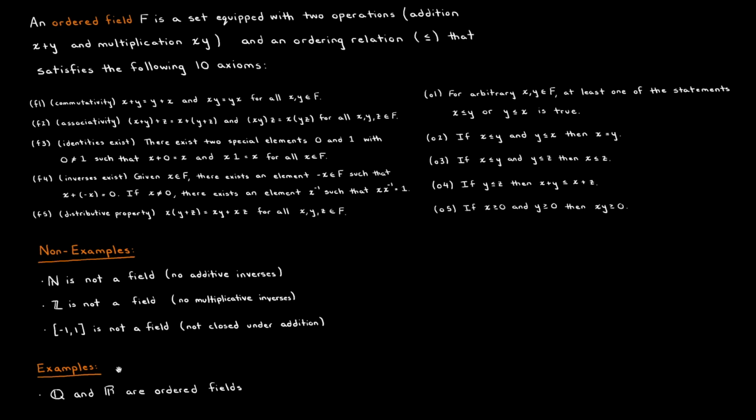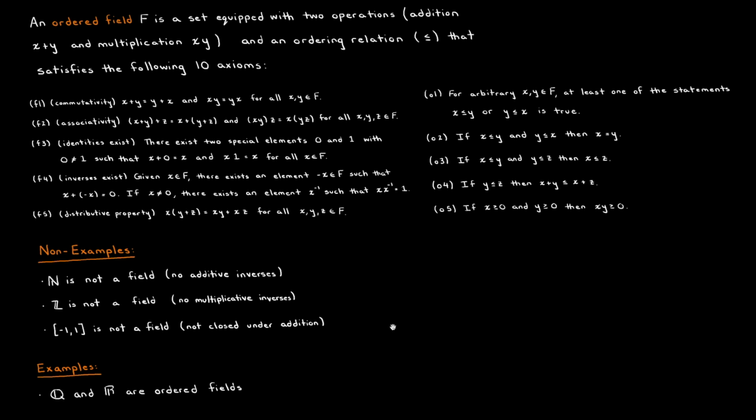So the whole point of this video is to realize that the set of rational numbers and the set of real numbers, they're both ordered fields. They both have valid addition and multiplication operations and ordering relations, and they satisfy all 10 of these axioms. You can go through and pause the video and convince yourself that indeed all 10 of these axioms are fulfilled by both of these sets.